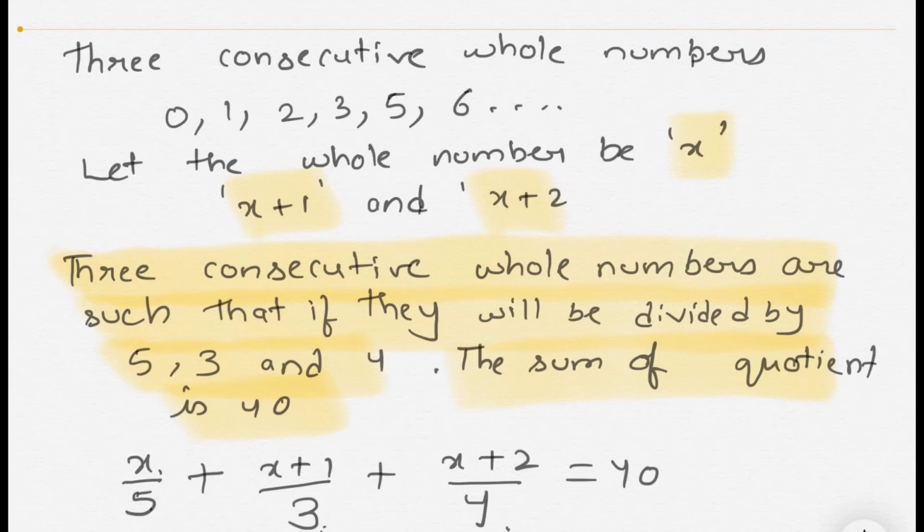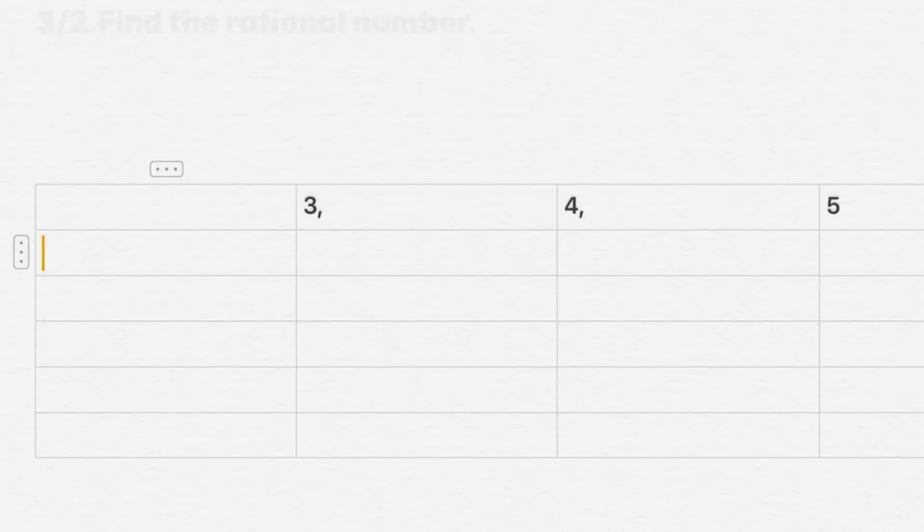Since all the denominators are different, either we can do cross multiplication or find the LCM. Finding the LCM of 3, 4 and 5: first we divide by 2. 3 is not divisible by 2, so 3 stays as it is. 4 divided by 2 gives the quotient 2, and 5 is not divisible by 2. In the next line, again we take 2.